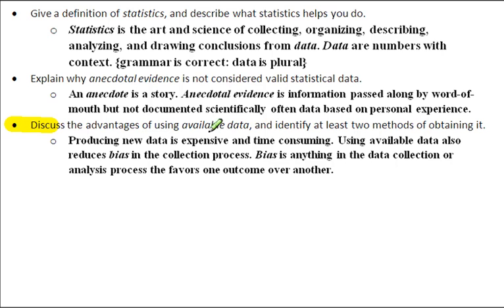Discuss the advantages of using available data. Available data means someone else has collected it. There's all kinds of government and educational and private websites that gather data and make it public. Gathering your own data without bias is time consuming and it's expensive. And so if you can use someone else's data, that saves you time and money.